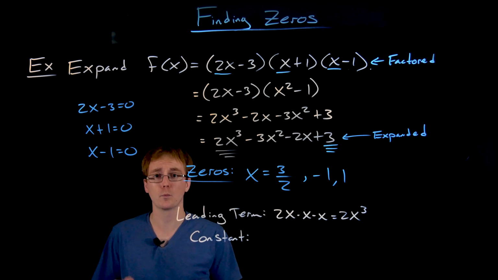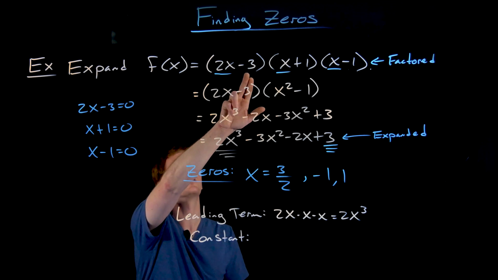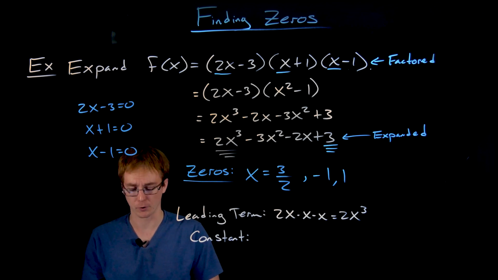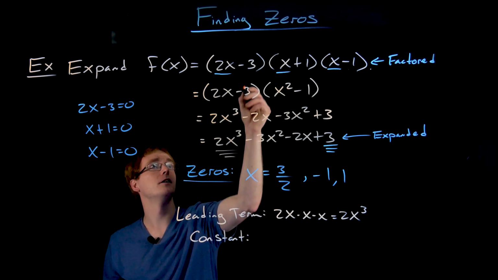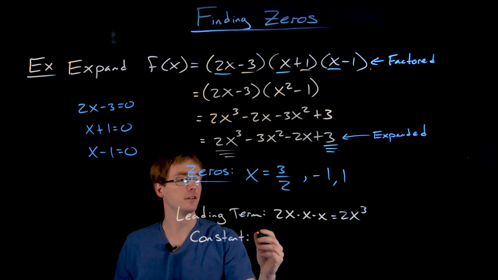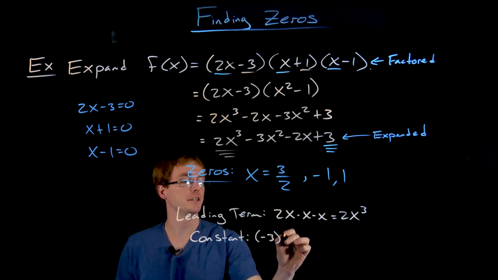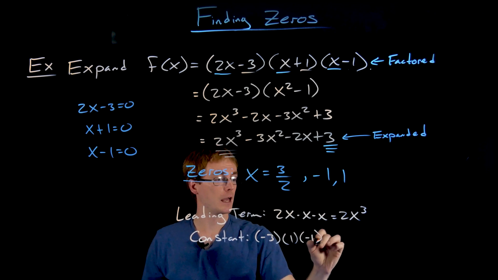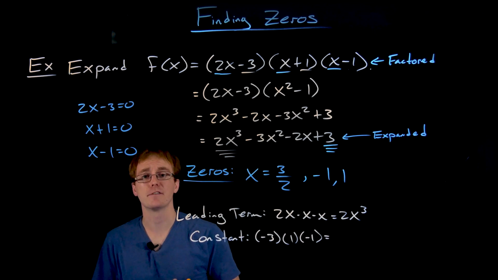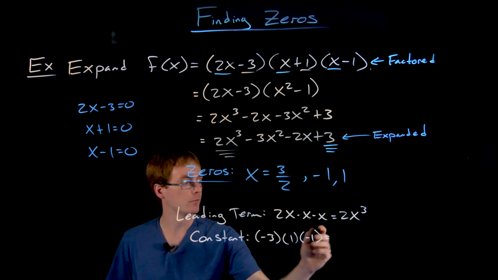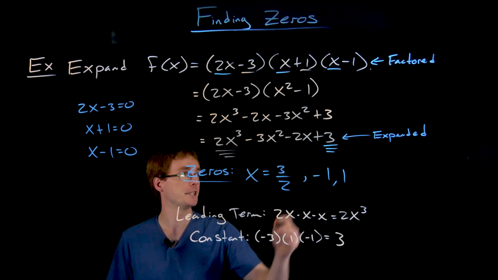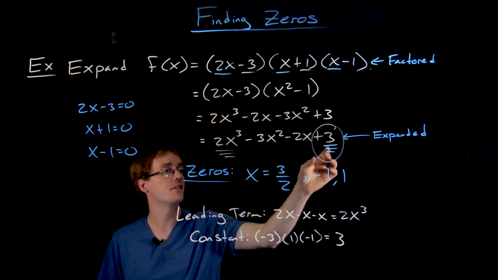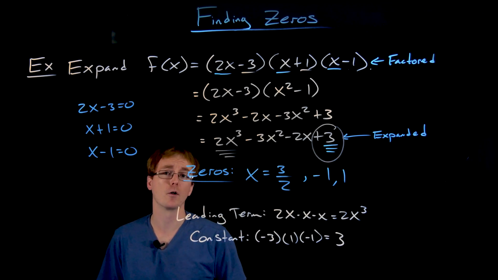Well, for a polynomial, what is the smallest possible piece? Well, it's a constant term, or what we sometimes refer to as a degree 0 polynomial. So if we take the constants from each of our factors, that's a negative 3 times positive 1 times negative 1, and multiply those 3 constant factors together, what do we end up with? Well, we end up with positive 3. That's how we create that constant term at the very end of our expanded polynomial.